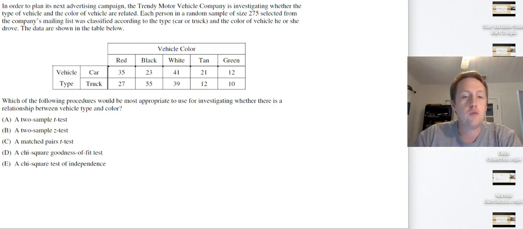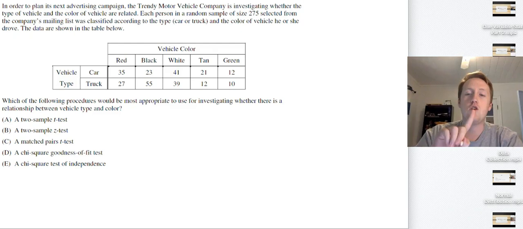Which of the following procedures would be the most appropriate to use for investigating whether there is a relationship between vehicle type and color? Okay, clearly it's not a two-sample t-test, a two-sample z-test, or a matched pairs t-test. One, because those are all quantitative tests, and we're doing categorical. Two, we are in the chi-square video.